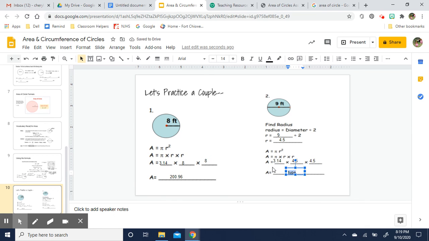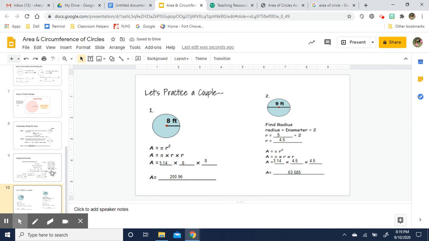So we're doing 3.14 times 4.5 times 4.5. We hit our equal sign. We get 63.585. And that is how we find circumference and area of a circle.